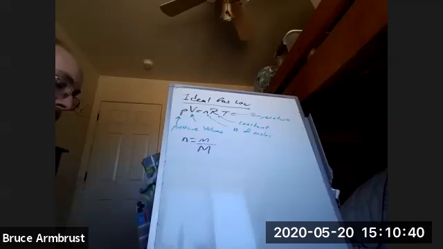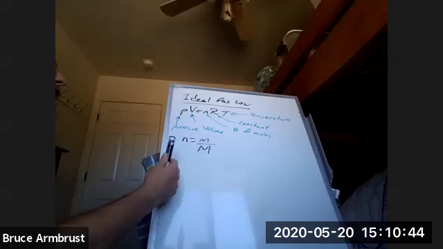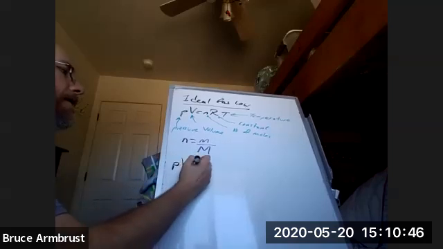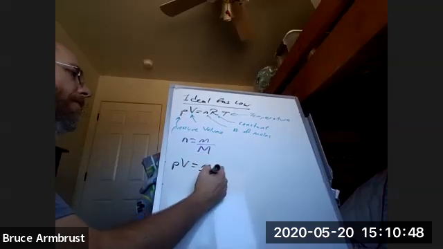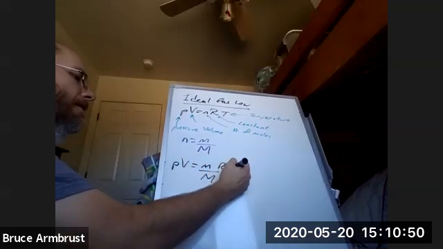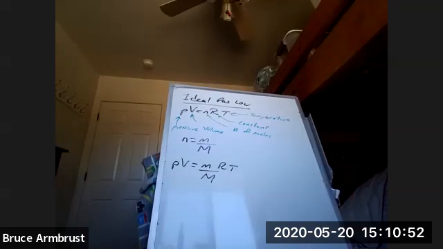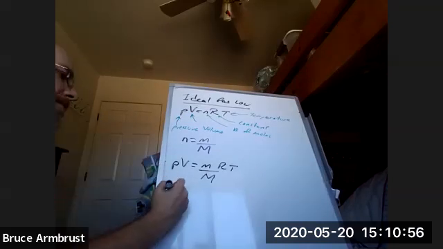So if we replace that in, that changes this formula a little bit. We now have PV equals little m over big M times RT. And I'm going to go ahead and divide by the volume just to get pressure by itself.